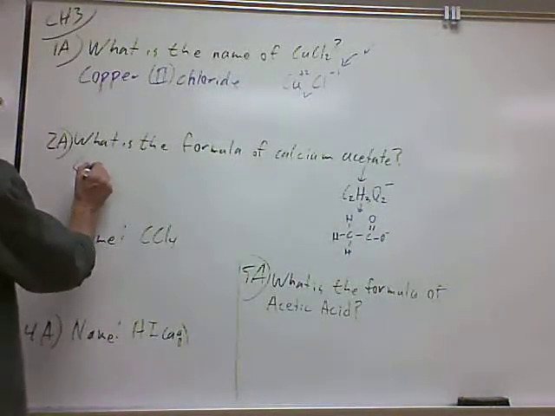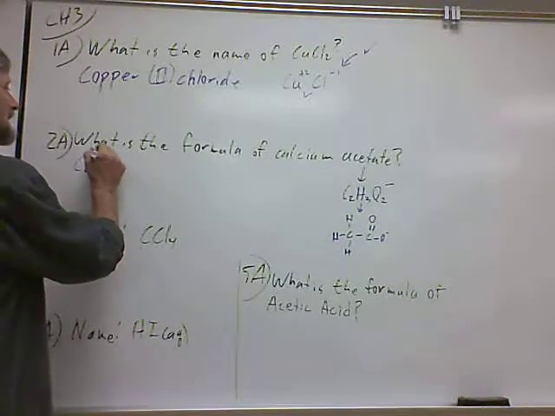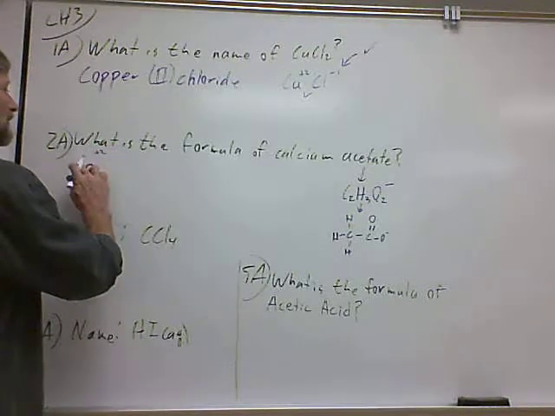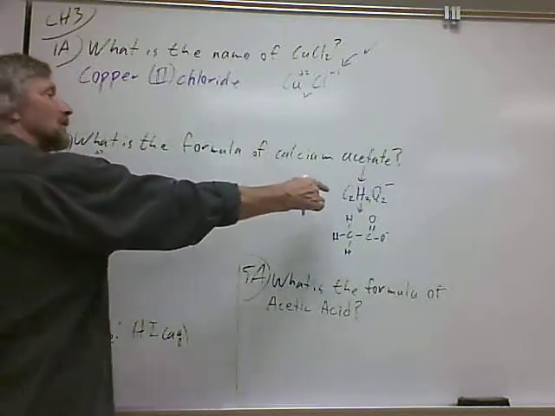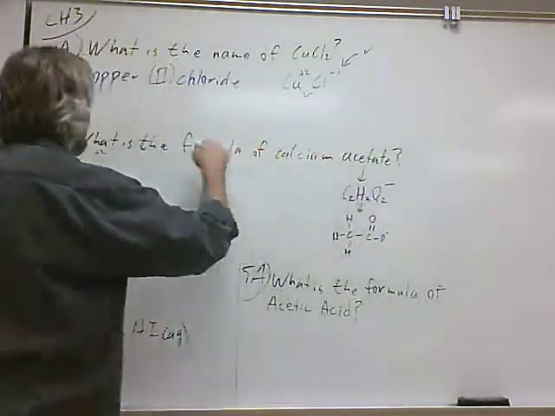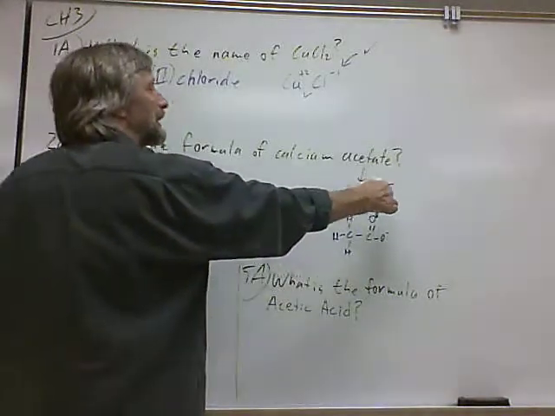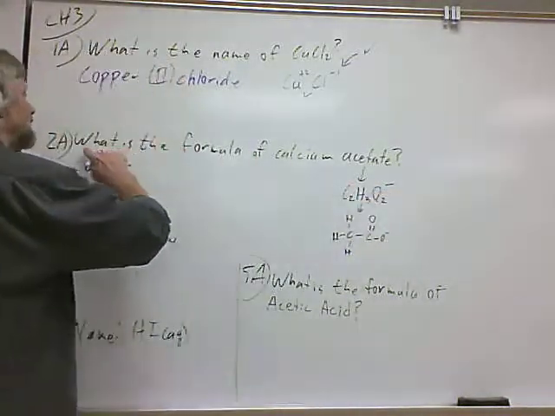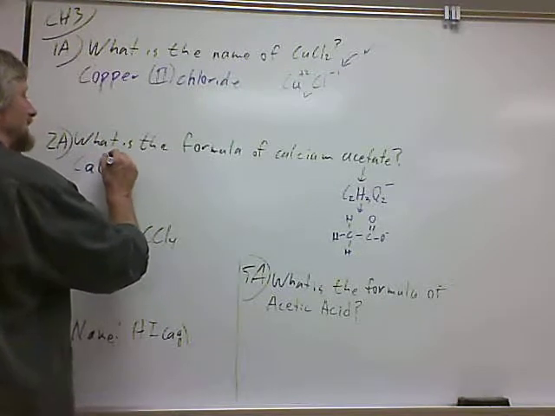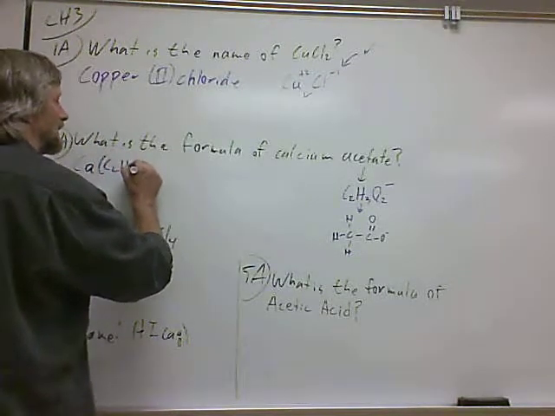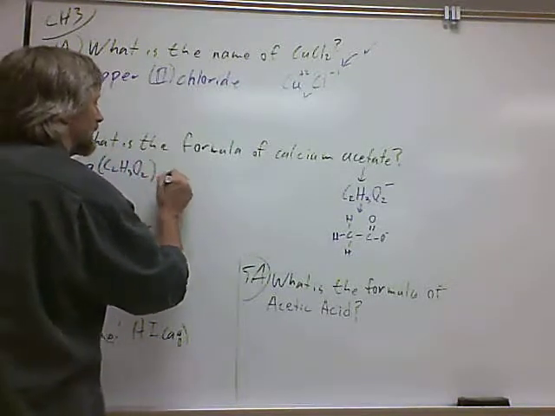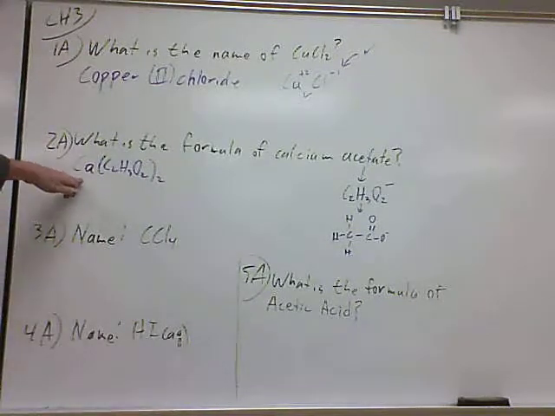So the calcium has a +2 charge. So we're going to take that -1, take the 1, put it on calcium. We don't write that. The 2 we want to put on our acetate. To do that, we need to put a parenthesis around the acetate. And then the subscript, so calcium acetate.